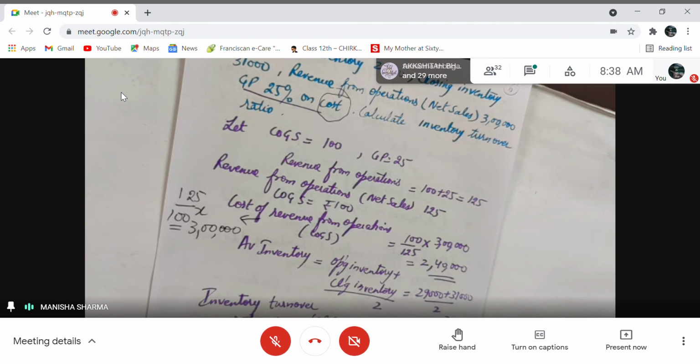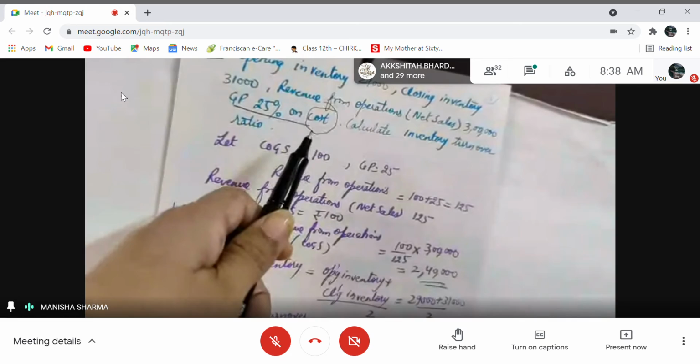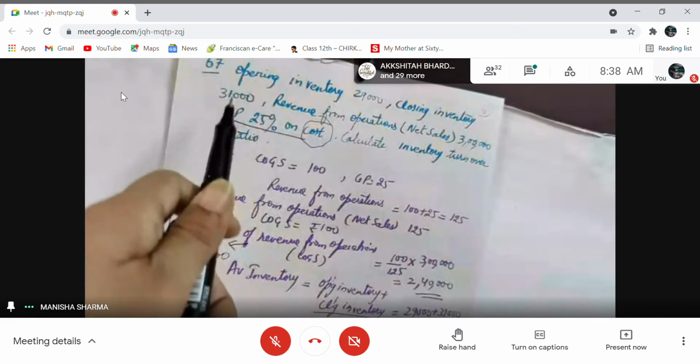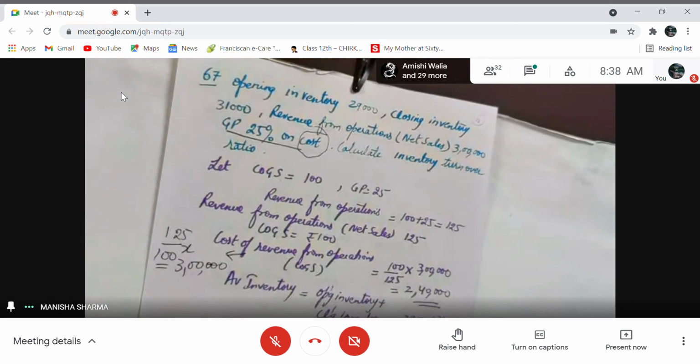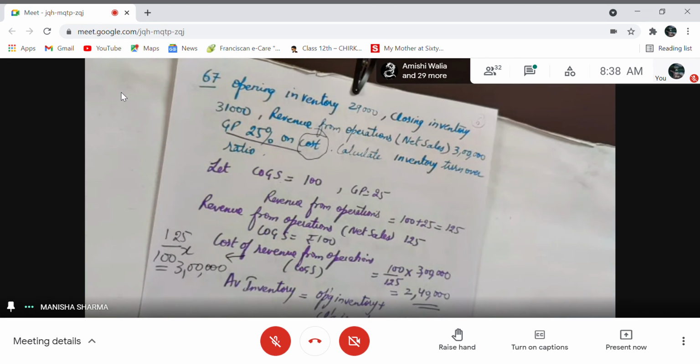Please note, I'm explaining again. The last sum was from sales, but this time GP on cost is given as 25% on cost. And if you can see in the question, cost is not given, and neither are purchases. Otherwise I could easily find COGS by taking the formula opening stock plus net purchases minus closing inventory. That I cannot use.